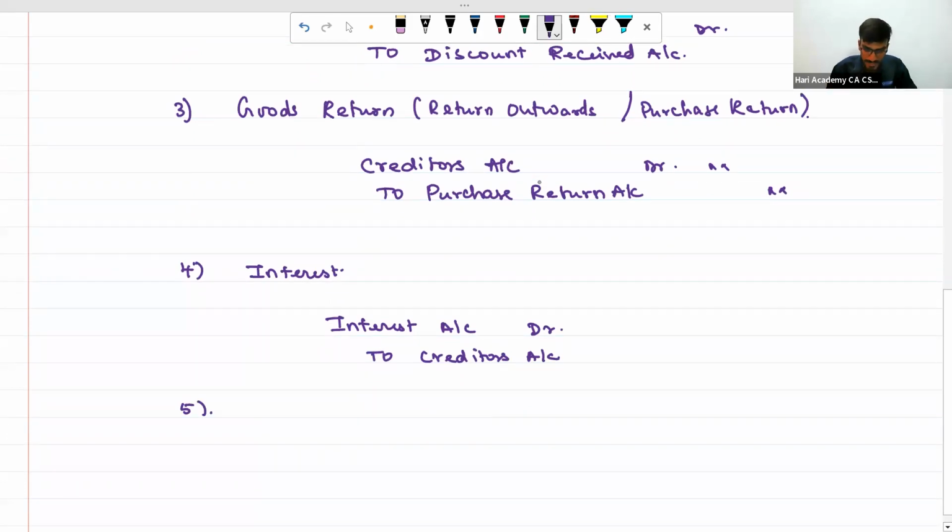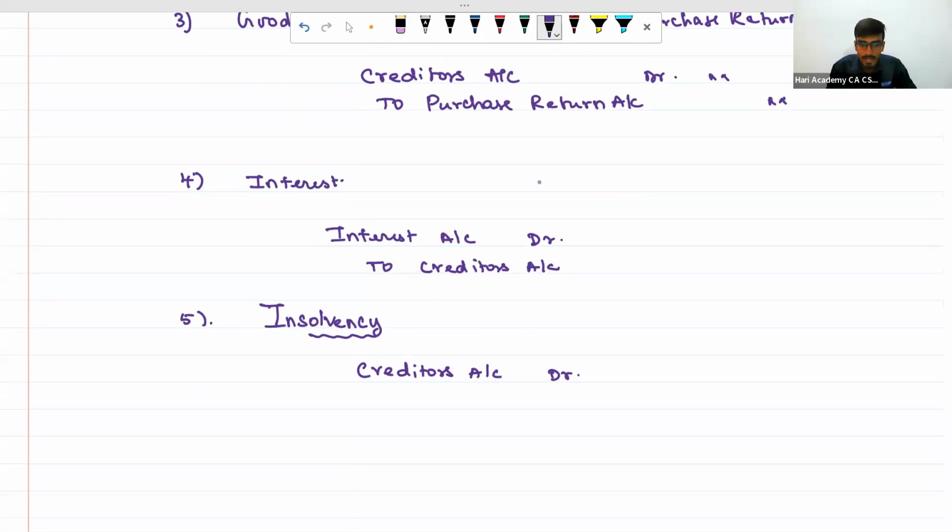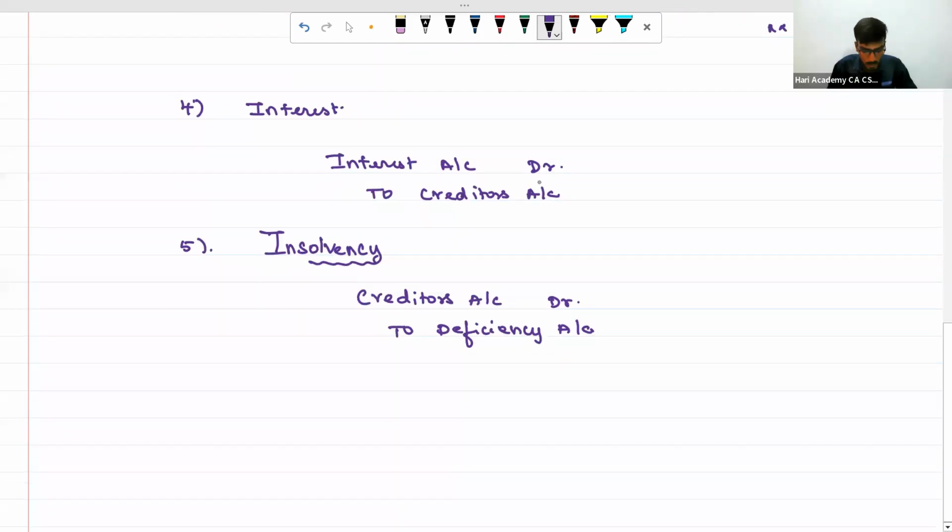And the fifth one is an important one which many students fail to remember. Kindly listen, this important area is insolvency. What is insolvency? Insolvency means I am not capable of repaying it. So what I will do, my creditors balance will come down. I will use the word here, deficiency account.